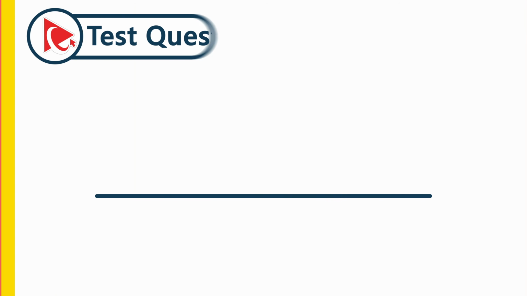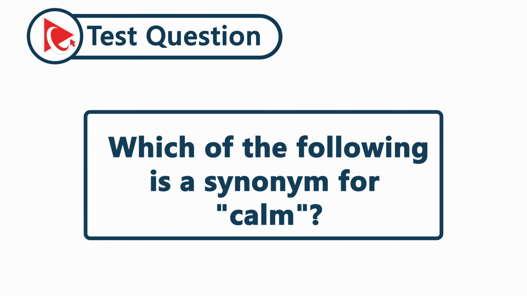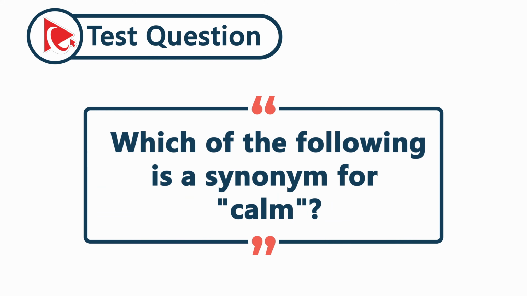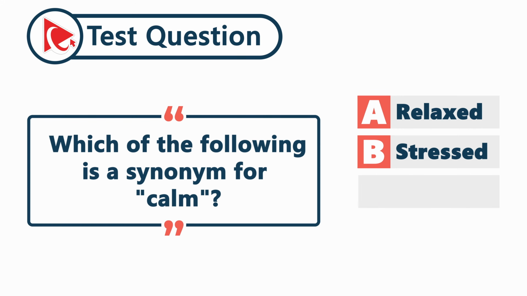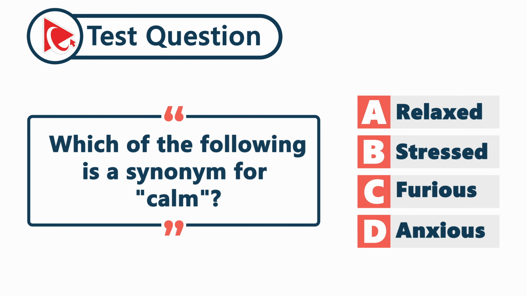You're presented with the simple question: which of the following is the synonym for calm? And your choices for the answers are choice A, relaxed, choice B, stressed, choice C, furious, and choice D, anxious. The answer may not be as simple as you think.